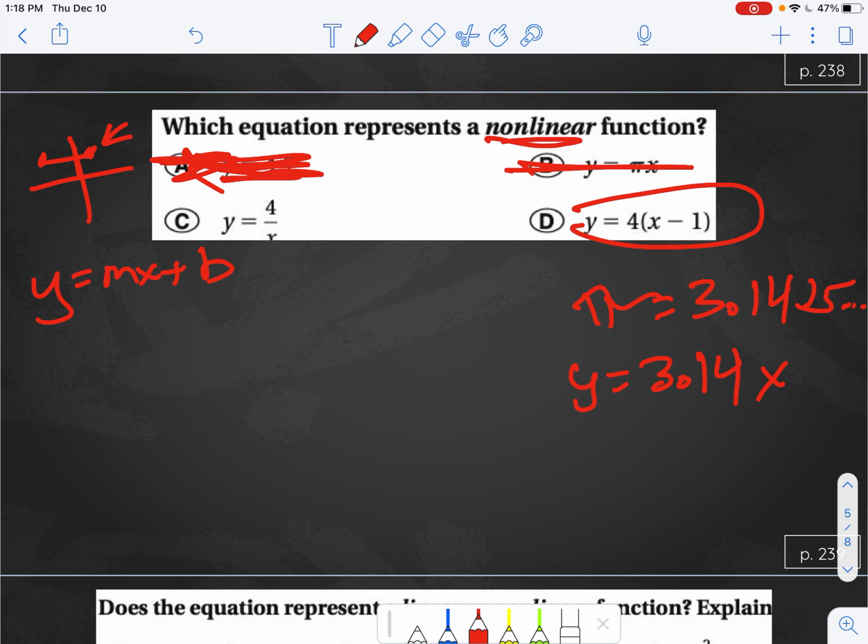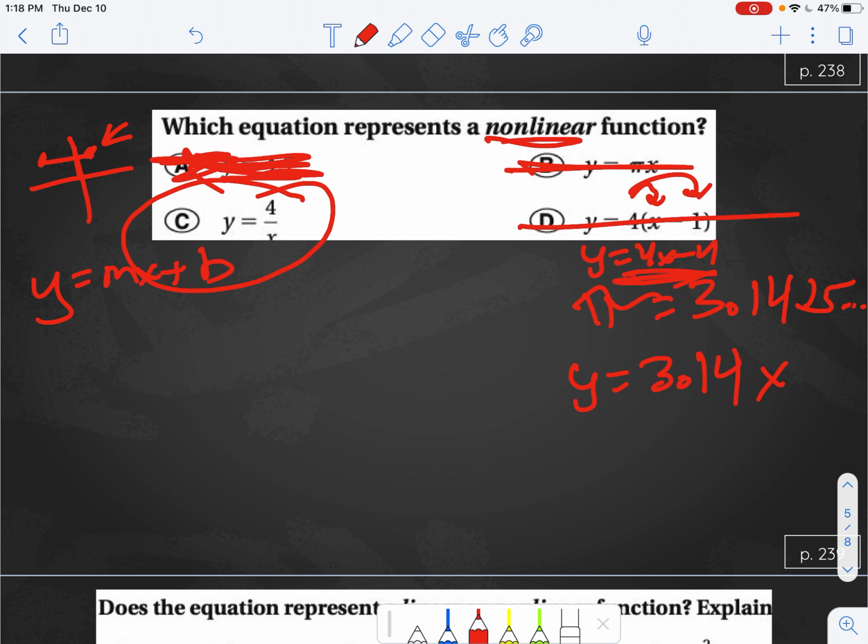Right here, y equals 4 times x minus 1. If we were to distribute this 4, we would just get y equals 4x minus 4. And that's a linear function. We could graph that right now.